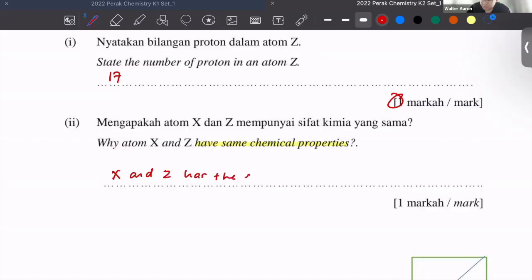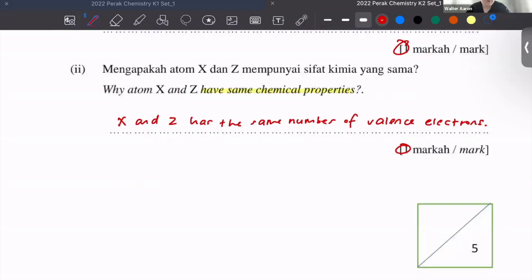has the same number of valence electrons. There you go. You get 1 mark for that. If you score everything perfectly, you should be able to get 5 marks for this particular question.